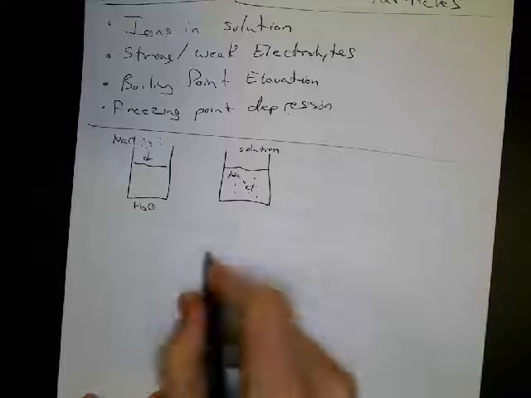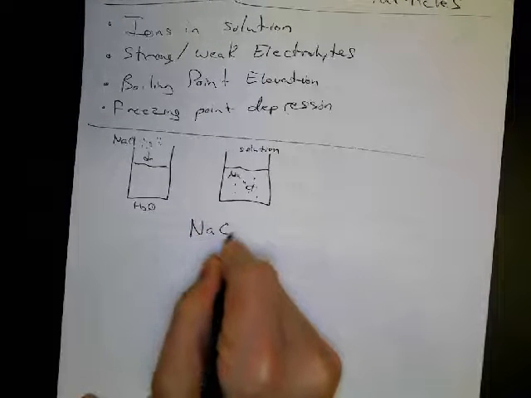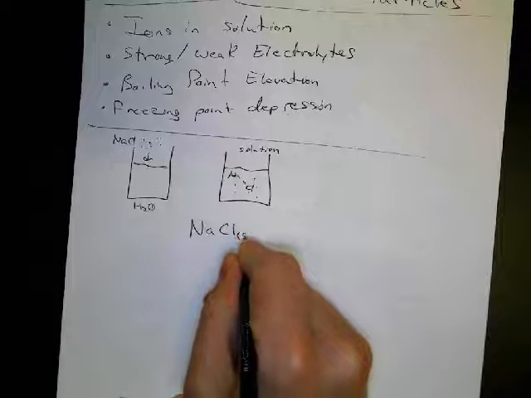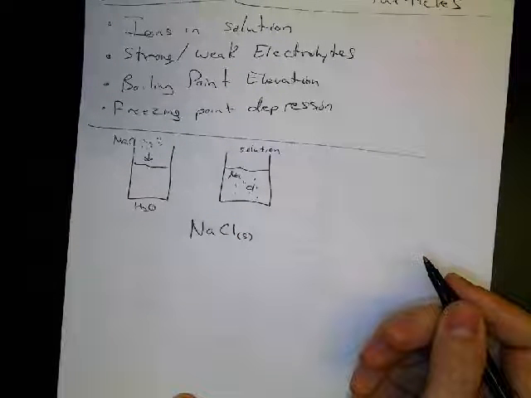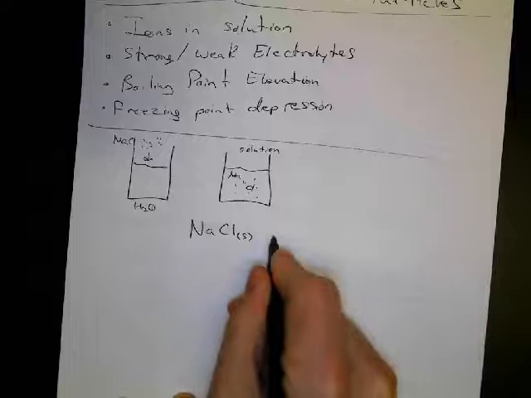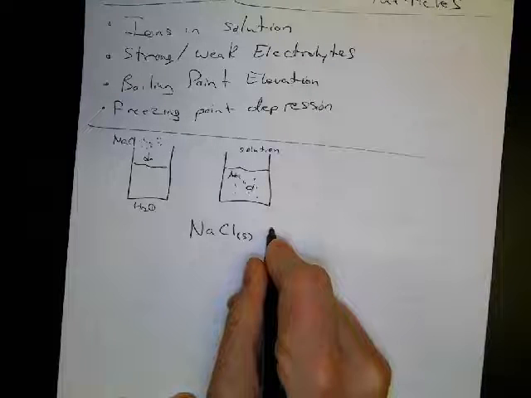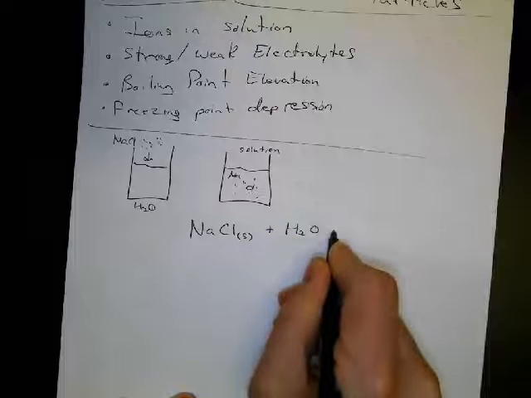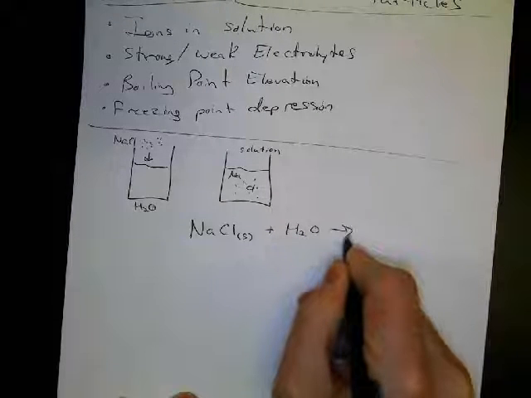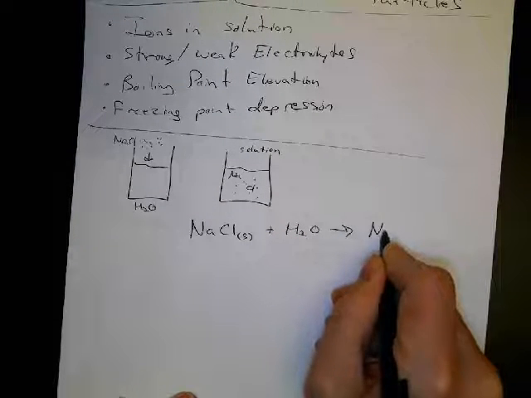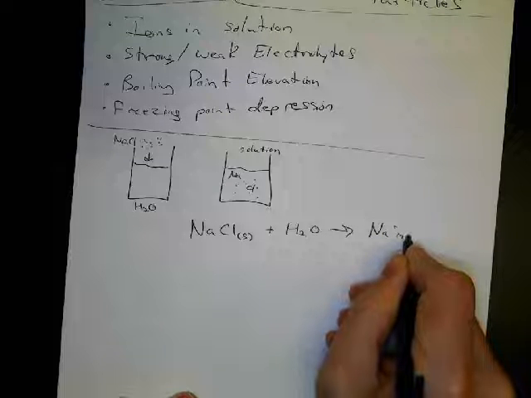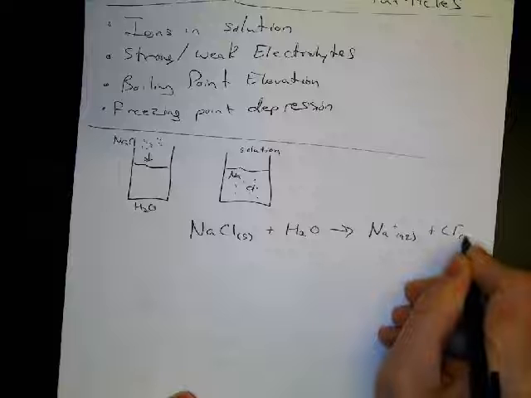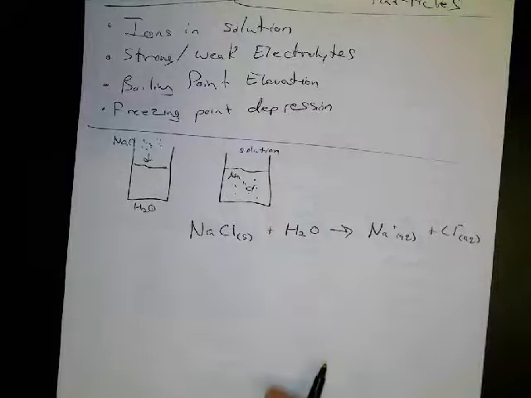So here's how I would write this. I would say NaCl, that's one of my quote-unquote reactants. It's one of the participants, and it's a solid. I'll put a little s there, right? And then it's turning into, we're adding it to water, and it turns into Na+ aqueous, because now it's no longer solid, plus Cl- aqueous.